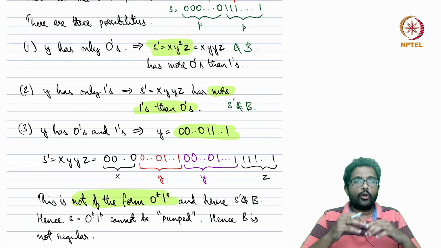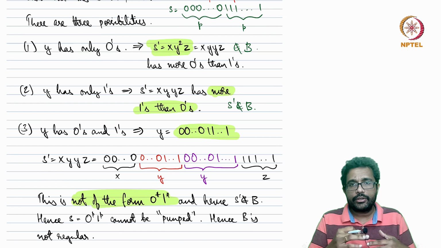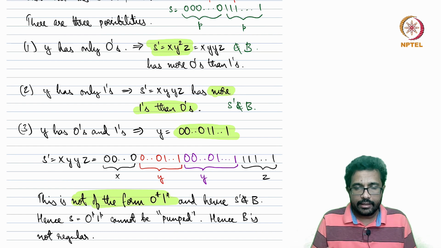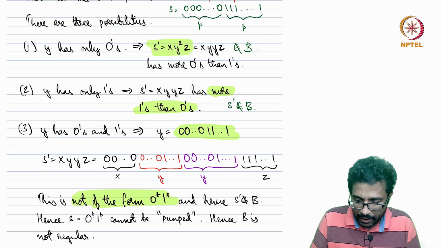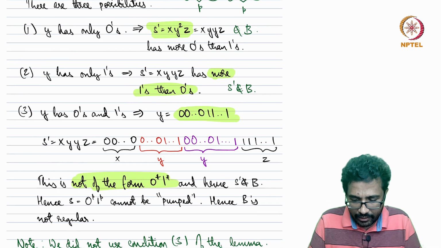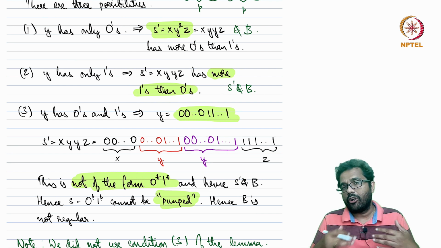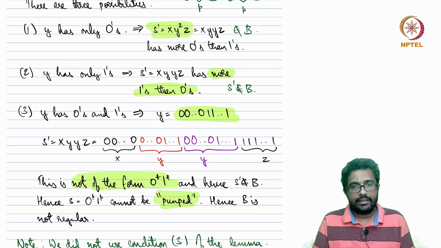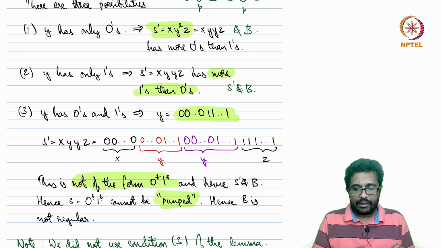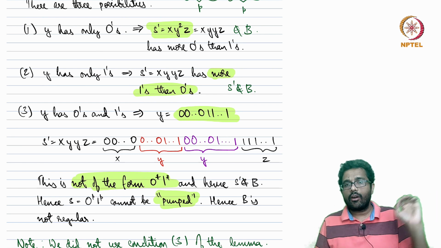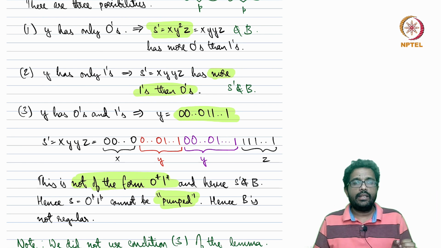This means that there is no way to split S as x, y, z meeting the three conditions, or sometimes informally we refer to it as there is no way to pump the string. Okay, so pumping means we cannot split it as x, y, z meeting these three conditions. So for this string there is no way to split, and hence B is not regular. If B was regular, all strings that are in B and that are of length greater than p can be split. However, this string cannot be. Hence, B is not regular.